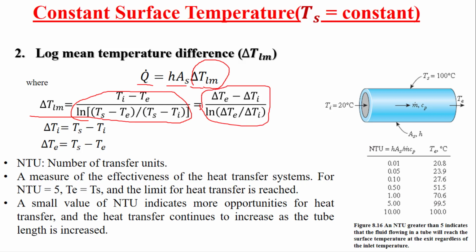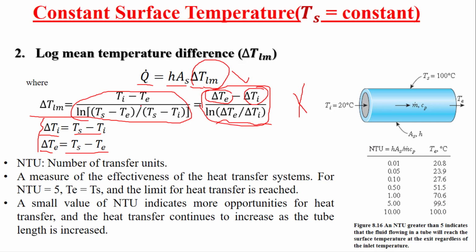So you can use either one of them. I used to bring this format to my students, but they need to keep in their mind that this equation is not usually required to be memorized, but rather how to derive it. What you need to know is that delta T exit is equal to Ts minus T exit, and delta T inlet is equal to Ts minus T inlet. So you need to memorize those quantities again.